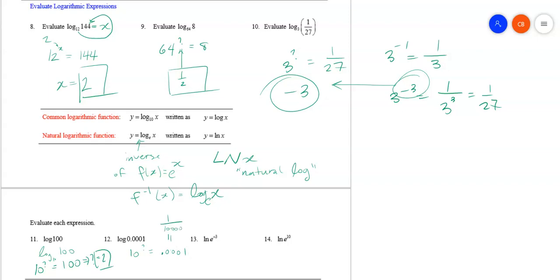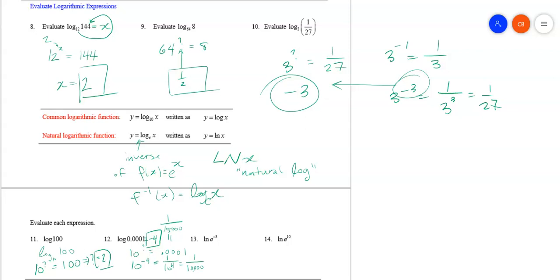It should have 10,000 on the bottom, and 10,000 has 4 zeros, so that's like 10 to the negative 4 power. It's 1 over 10 to the 4th power, which is 1 over a 1 followed by 4 zeros. Those are the same number, so the answer should be negative 4. 10 raised to negative 4 power gives you 1/10,000th.